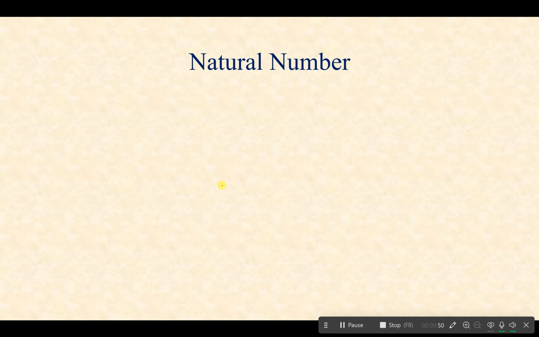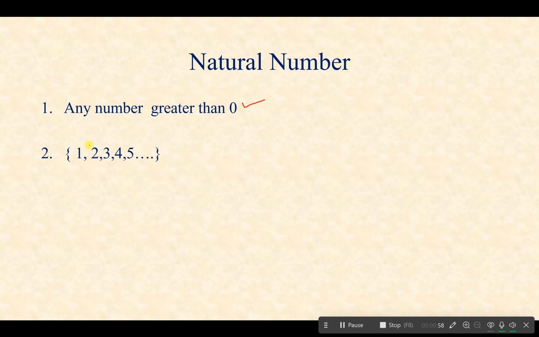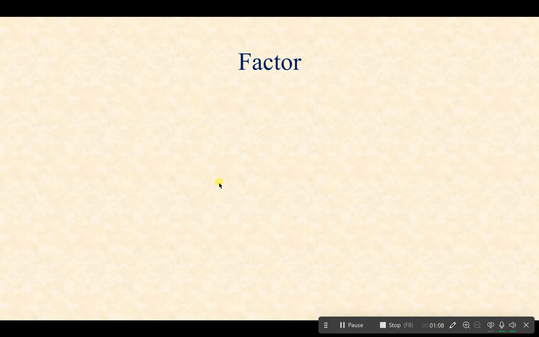Next we'll see what is a natural number. A natural number is any number that is greater than 0. So as you already know, it starts from 1, 2, 3, 4 and so on. Natural numbers are also called counting numbers because this is how we start to count: 1, 2, 3, 4, 5, isn't it?